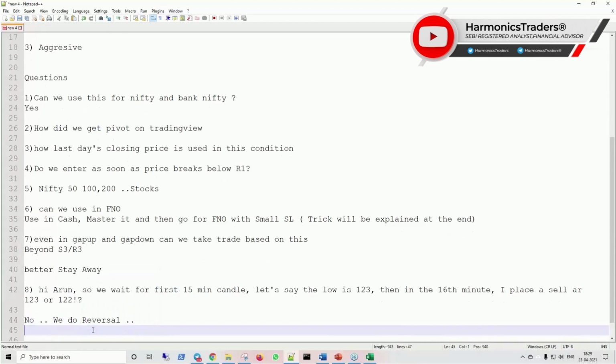Okay. So let us assume your above condition is the R1 condition. We don't worry about the low or high. If in case it is R1, we wait for a red candle. After a red candle is formed, we enter at R1.